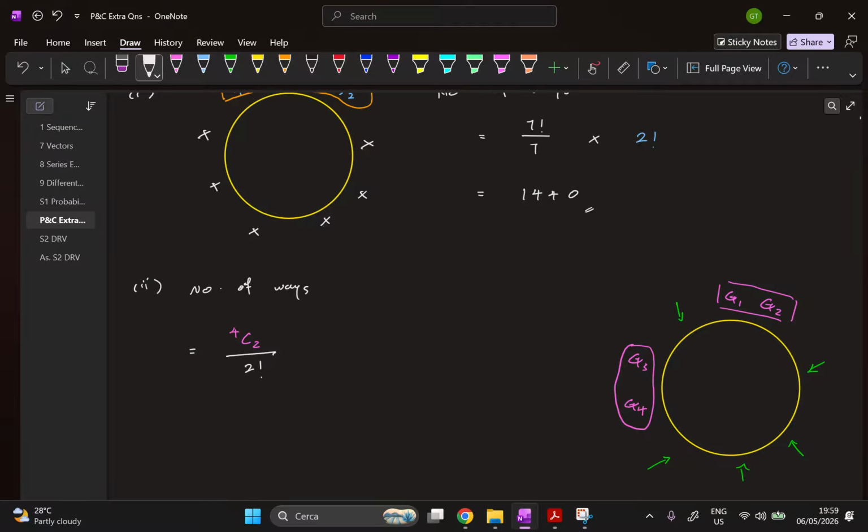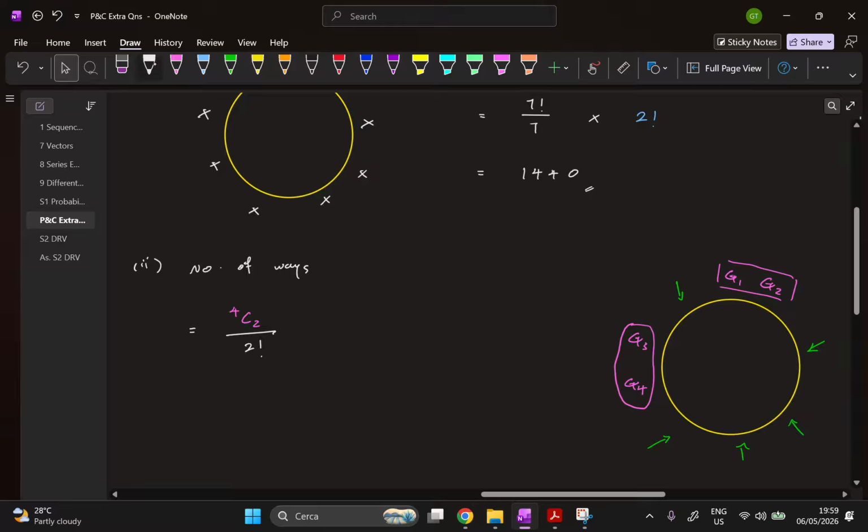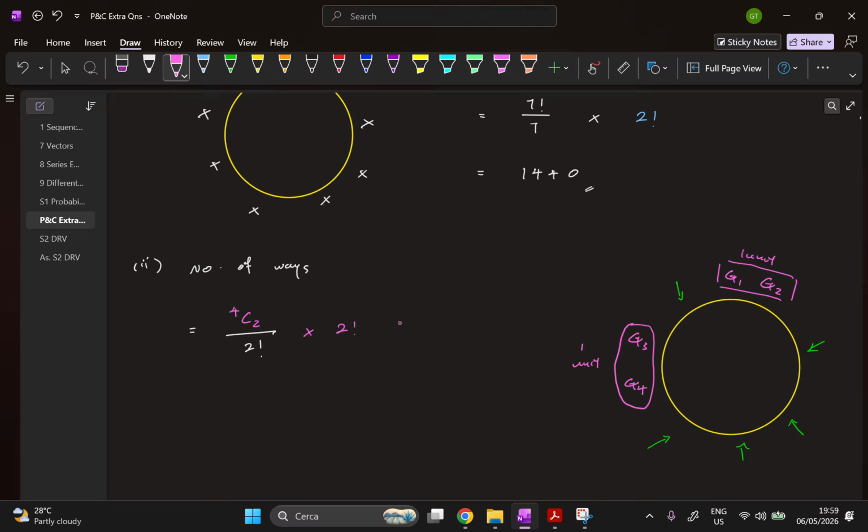Okay? And then after that, obviously, within this group, it's still pink. Within this 1 unit, G1 and G2 can swap positions. Likewise, within this 1 unit, G3 and G4 can also swap positions. So I think we're done accounting for the girls, right? Okay, now let's account for the boys.